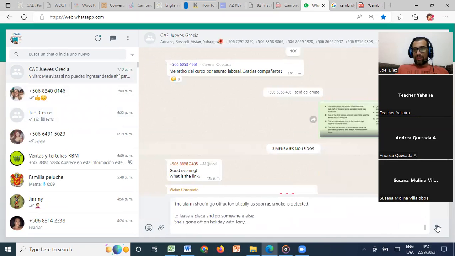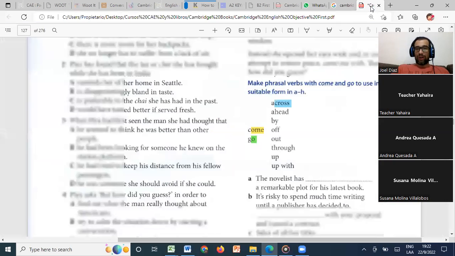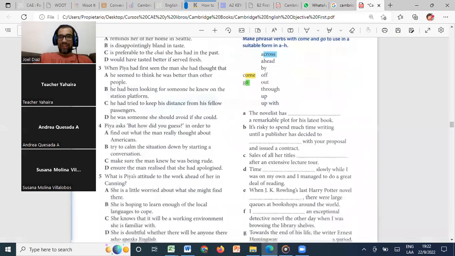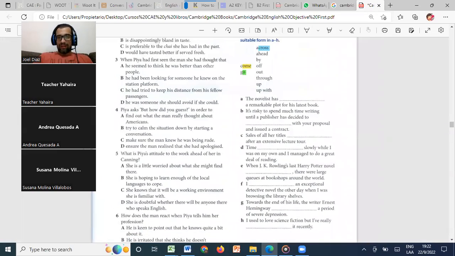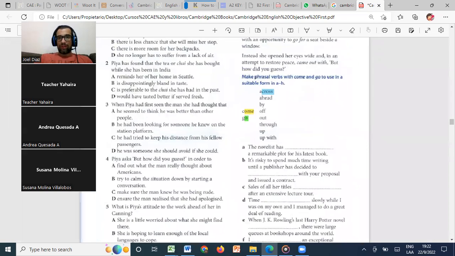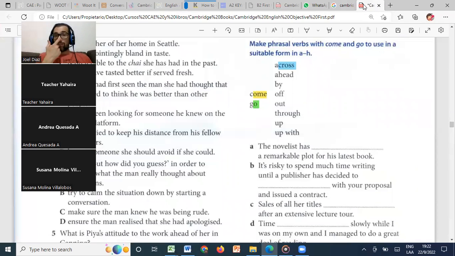So I already sent you the information so that you can have it there, just in case you want to check the meeting. But I just want us to see if we can do this part. Let's do this activity over here where it says, make phrasal verbs with come and go, to use in a suitable form in A to H, right?